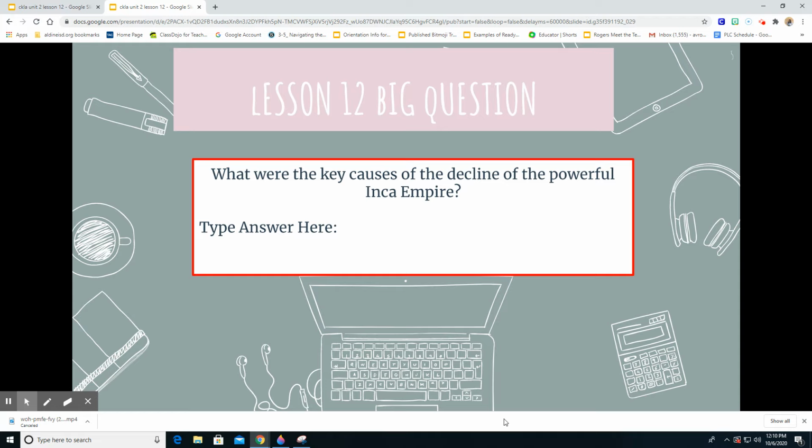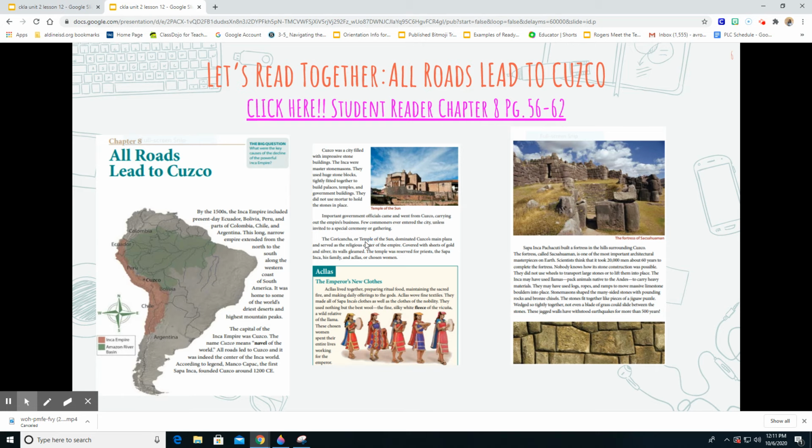We always begin with the big question of our lesson. Our question this time, as we read chapter 8, is: what are the key causes of the decline of the powerful Inca Empire? We know all of the things that played a part in why it was so successful. As we read chapter 8, we're going to learn what made it decline or come to an end. By the end, you will be able to type your answer. Remember, if you see the red outline, that means it's something you have to complete and type in, and it says type your answer here. So let's start reading. Boys and girls, there is also a link here where, after this video, you can go back and read it for yourself. So let's begin our reading.